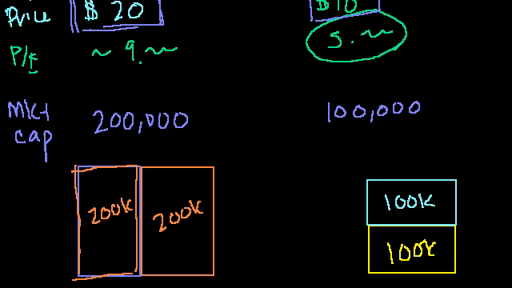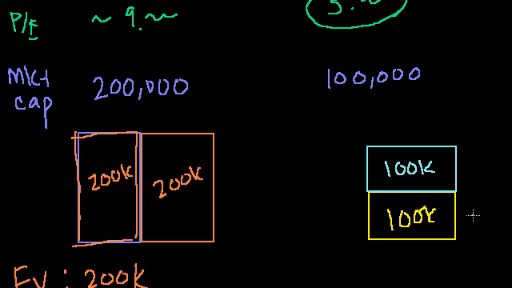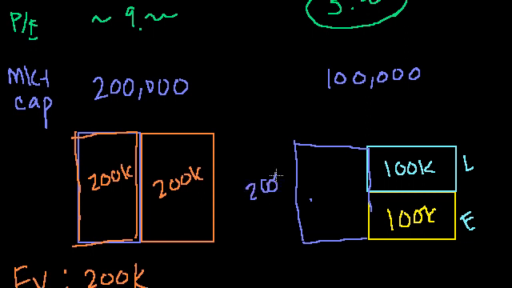And so what is it saying about the assets? So the equity plus the debt or the liabilities is $200,000. So it's saying all of the assets are worth $200,000. Right, this is all of the assets, $200,000.